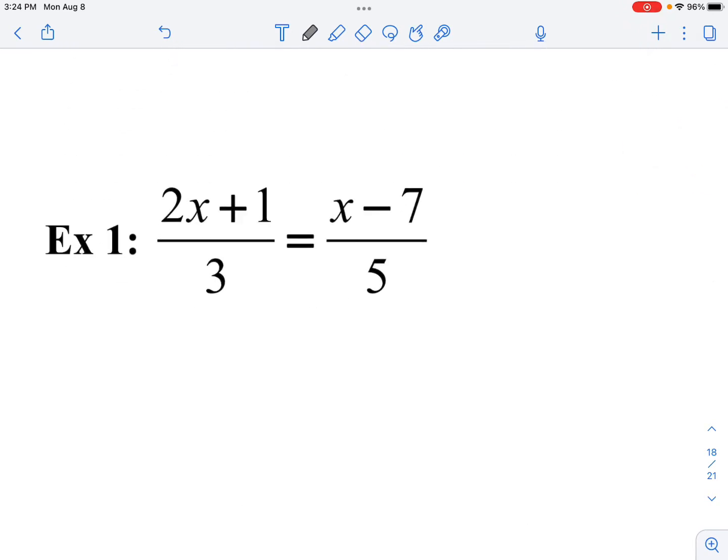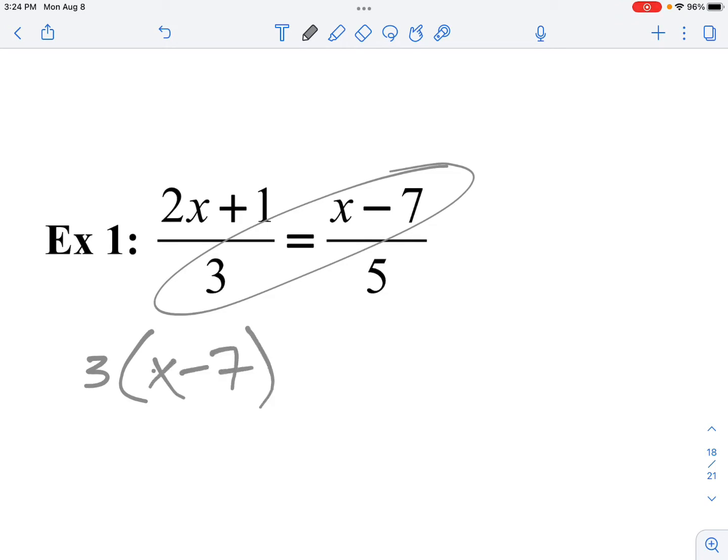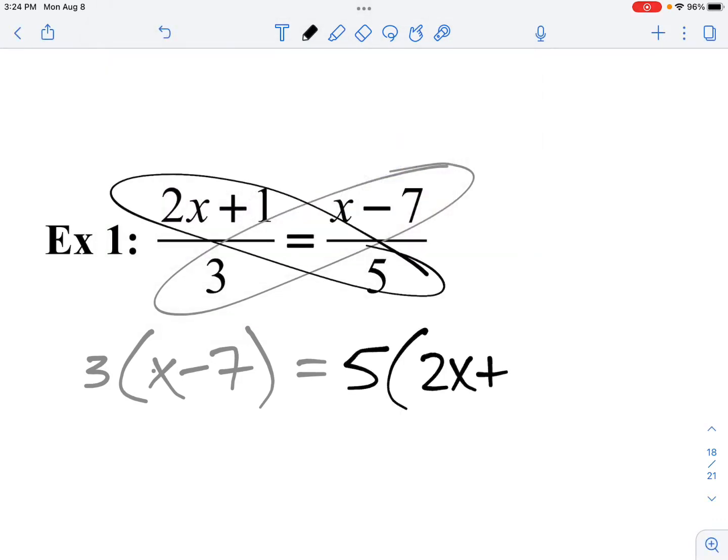So I'm going to first cross this way, and I'm going to write 3 parentheses, x minus 7. Keep the equal sign in the middle. And then you're going to cross the other way, and I'm going to write 5 parentheses, 2x plus 1.